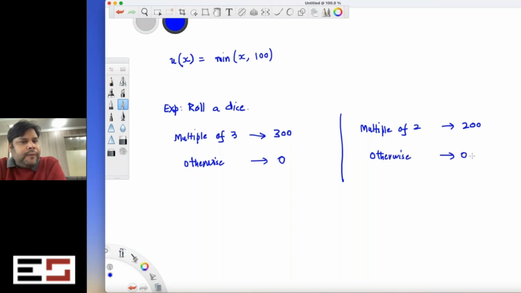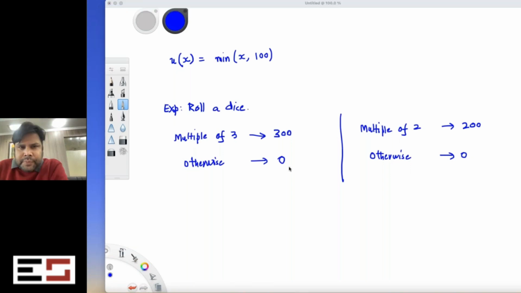So the first thing that you have to do is figure out the expected value of these lotteries. And then you have to figure out the expected utility of these lotteries. And then you have to tell me among the two lotteries, which lottery is preferred by this particular consumer whose utility function is min x comma 100. Is the question clear? Yes.